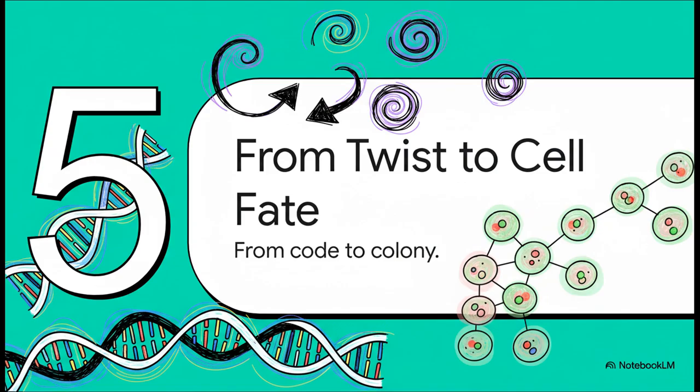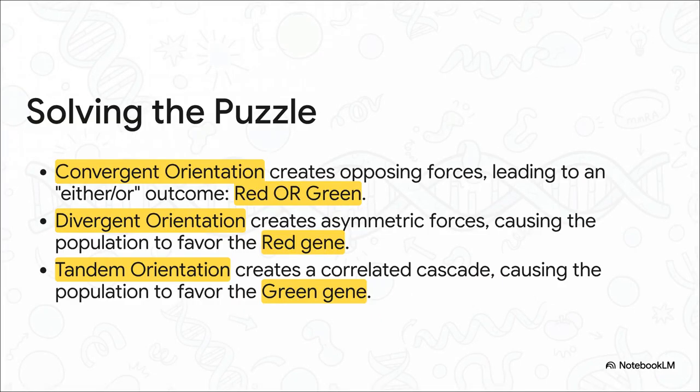Okay, so now we have all of the pieces of the puzzle. Let's go all the way back to the beginning, back to those weird bacterial colonies, and see how this mechanical language explains everything. And here it is, the solution. Remember that colony where the cells had to choose red or green? Well, their genes were in that convergent, head-to-head, high-tension arrangement. When one gene turned on, the physical force it created would literally shut the other one off. It was a my way or the highway situation.